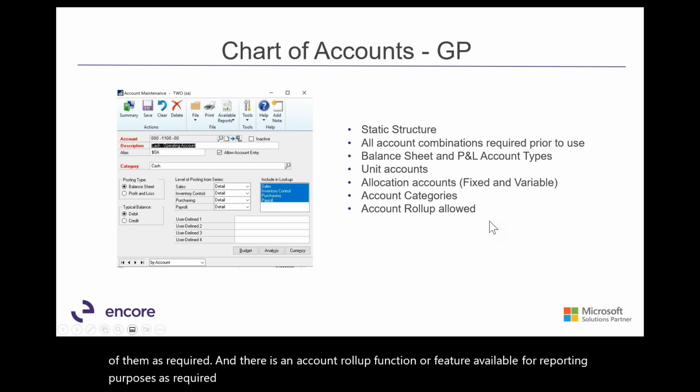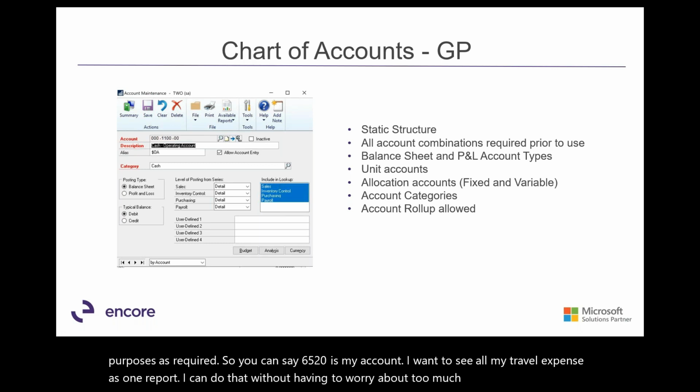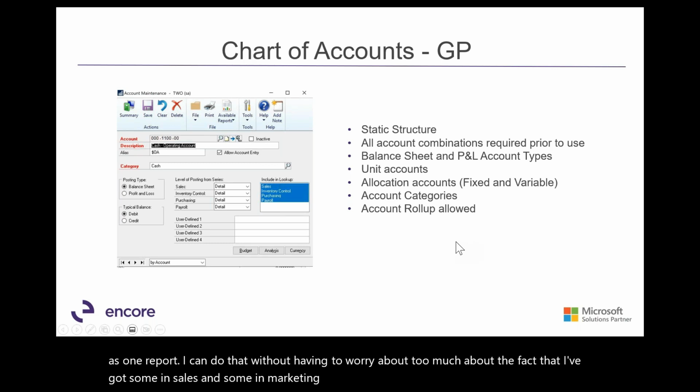So you can say 6520 is my account, and I want to see all my travel expense as one report. I can do that without having to worry too much about the fact that I've got some in sales and some in marketing. Okay.